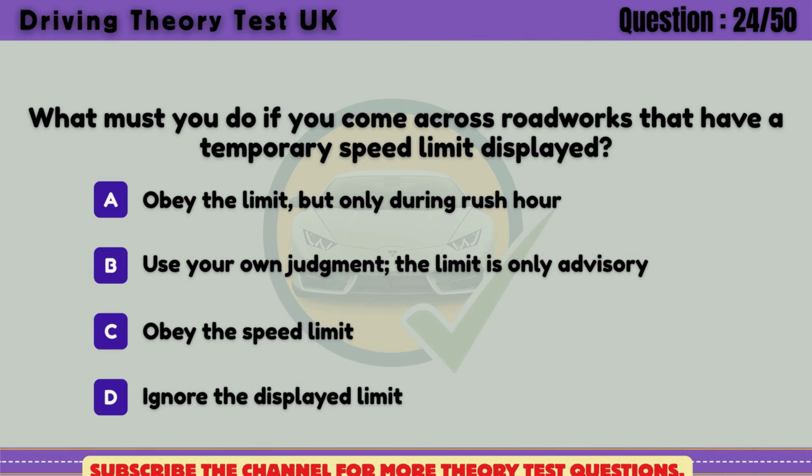Question 24. What must you do if you come across roadworks that have a temporary speed limit displayed? Option A. Obey the limit, but only during rush hour. B. Use your own judgment. The limit is only advisory. C. Obey the speed limit. D. Ignore the displayed limit.